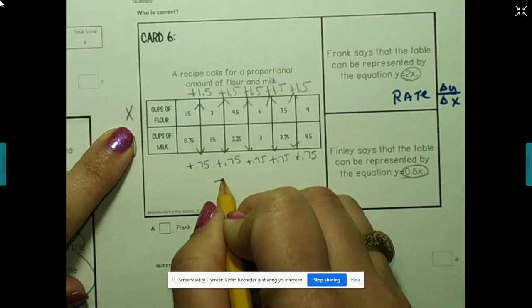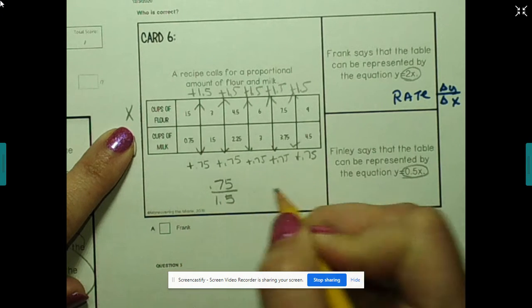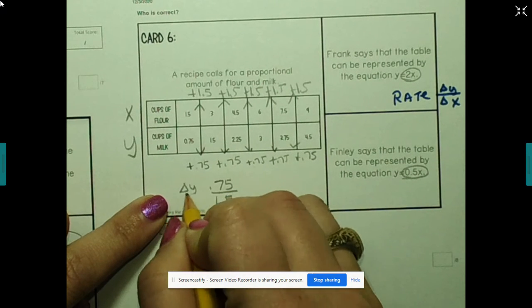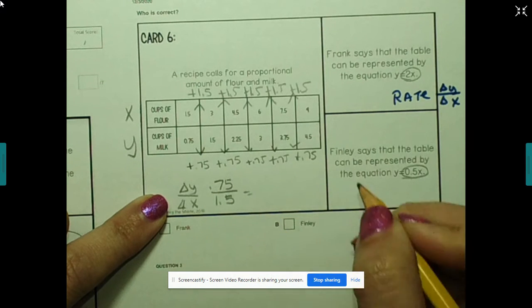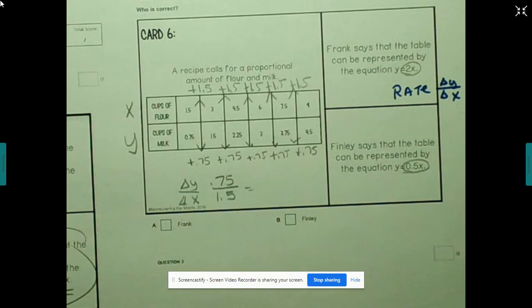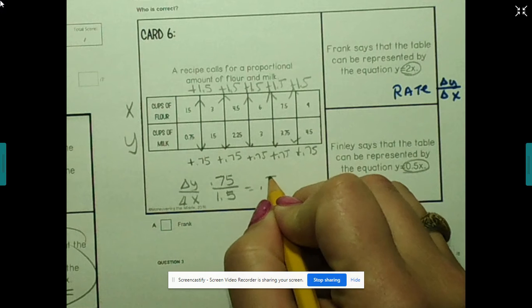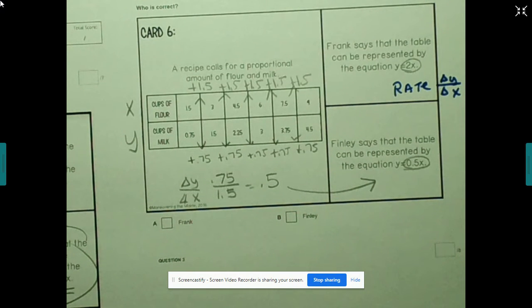So my rate is going to be y is 0.75 over x, which is 1.5, okay? When you divide that, you get 1/2 or 0.5, okay? So obviously, if you look at the other number, you can tell that the top is bigger, so it's going to be half. Okay, so it's going to be this one. All right.